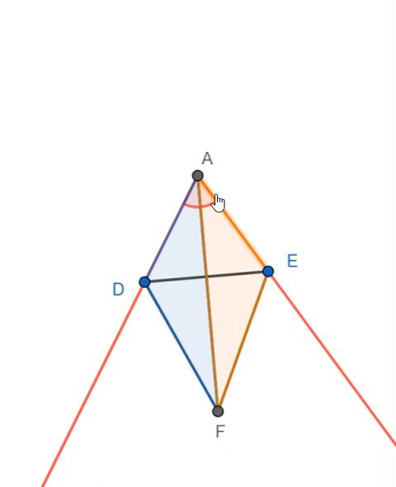Now, once we are able to say that, what does that mean? The corresponding angles are also going to be equal. So that means that angle DAF is equal to angle FAE. So that is how we cut an angle into two equal angles.